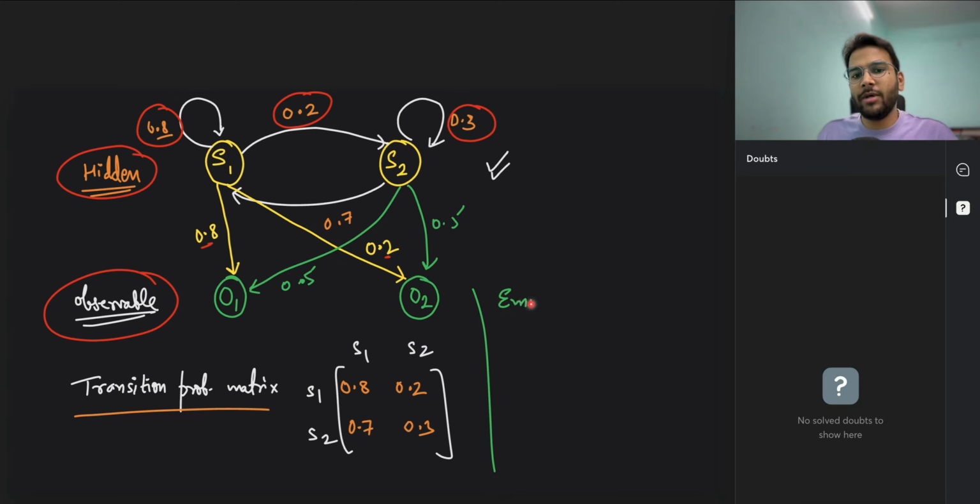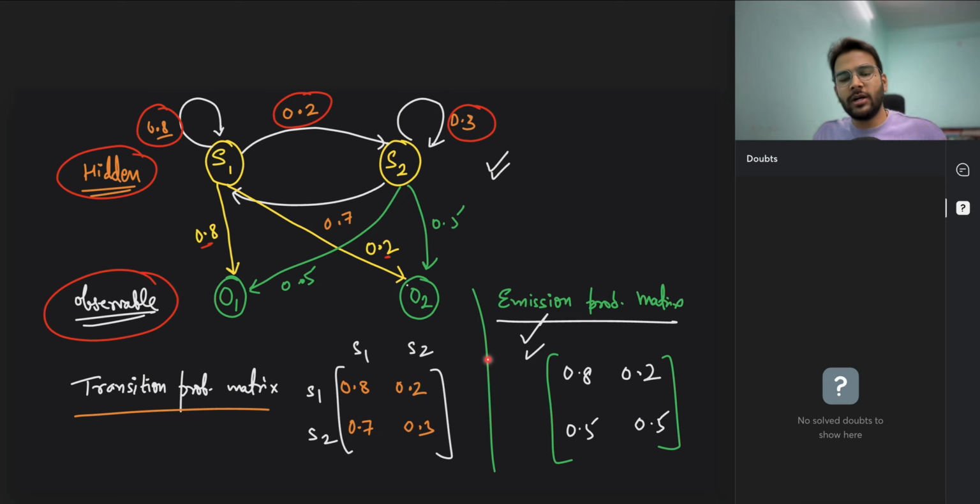But if I talk about the emission probability matrix, then what is that? From S1 to O1, what is the probability? That is 0.8. From S1 to O2, that is 0.2. From S2 to O1, that is 0.5. And from S2 to O2, that is also 0.5. So this is our emission probability matrix. Is this point clear so far to each one of you? If you have any doubt, please ask.